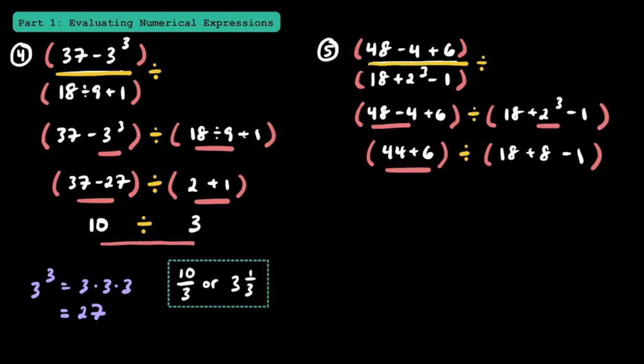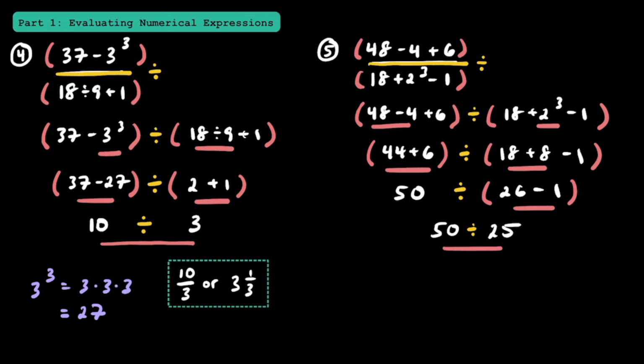44 plus 6 is equal to 50 on the left, and on the right, we're going to have to add 18 plus 8, and we'll get 26 minus 1. Bring this division sign down, and subtracting 26 minus 1 to get 25, we'll have 50 divided by 25. Dividing these two numbers, we're going to get a final answer of 2. This is the value of this numerical expression.